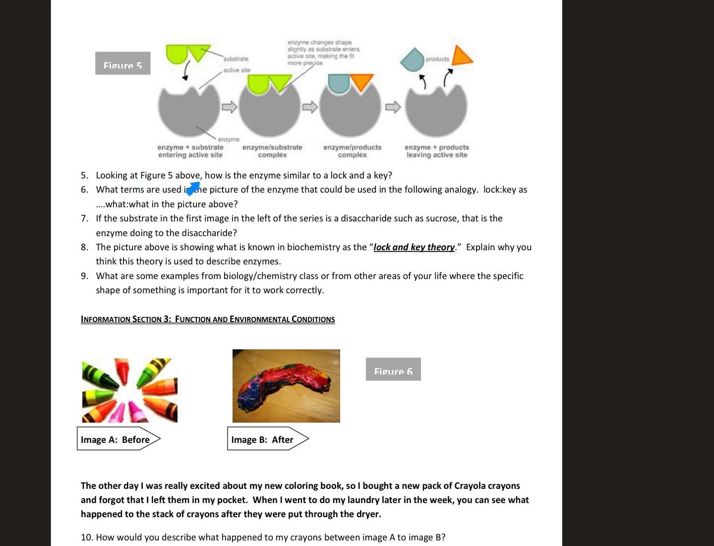Look in figure 5 above. How is the enzyme similar to a lock and key? This fits into this space. So if this is the key, this is the lock. Or this is the lock and this is the key. I don't know, it doesn't matter.